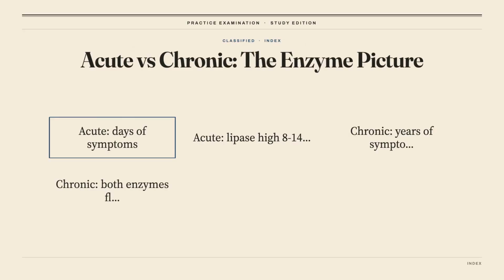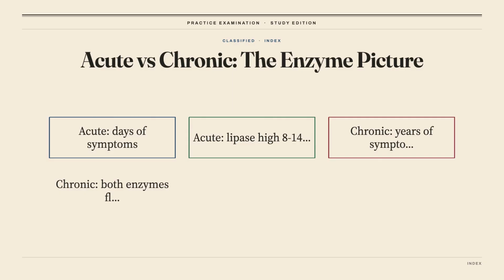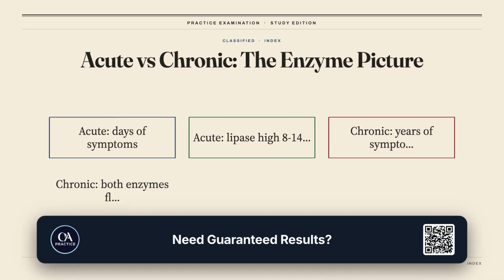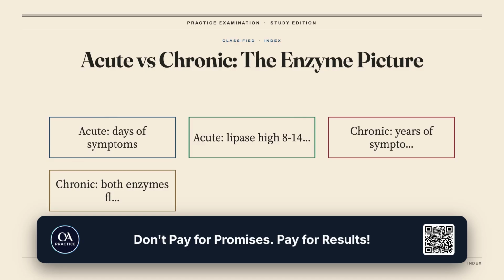The confusable case is late acute pancreatitis, where amylase normalizes by day 3 to 5, but lipase stays elevated 8 to 14 days. Chronic disease shows both enzymes flat against a background of years-long symptoms and structural change on imaging. Duration of symptoms sorts these two apart most reliably.